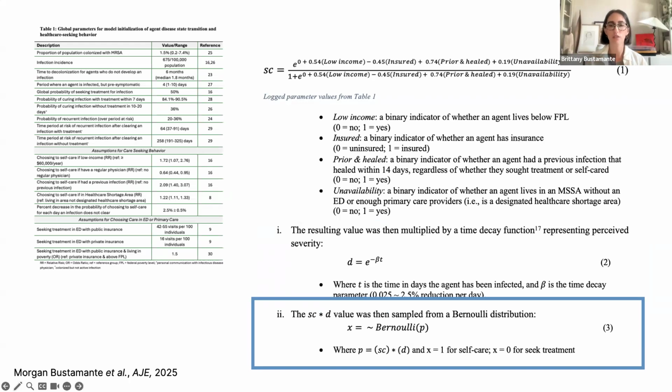And I'm not going to go into the details of the other processes, but essentially at each time step, new agents are becoming infected, infected agents potentially seek treatment, and they eventually clear their infection, and then they have a small risk of recurrent infection or reinfection. Or they continue self-caring at home and there's a chance their infection clears on its own, or it doesn't, and they're forced into treatment after 30 days.